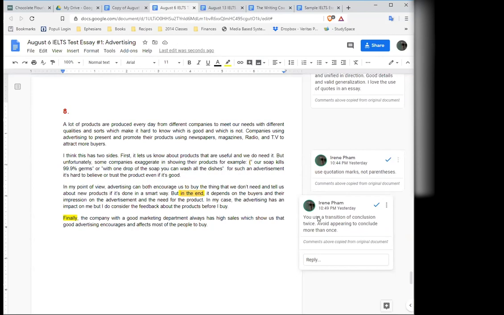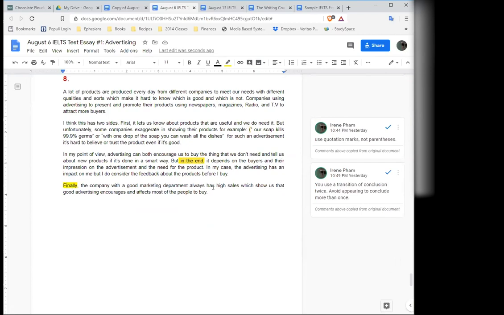Okay, in the end, oh, this person used a transition of conclusion 2 times. One right here, you said in the end, and right here you said finally. So that was confusing to me. Be careful that you don't seem to be concluding 2 different times. There might be something else you could say. Actually, you could just delete it. In my point of view, blah, blah, blah, but it depends on the buyers. Just don't say in the end, because that makes me feel like this is the end, okay? There, finally, that's okay to have finally right there in the very last.